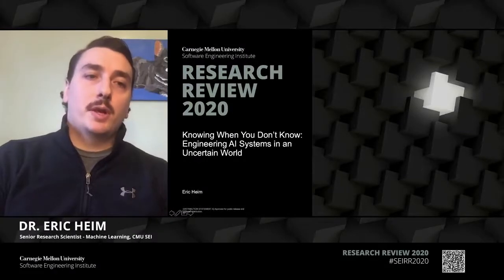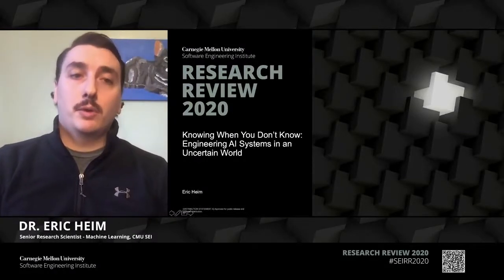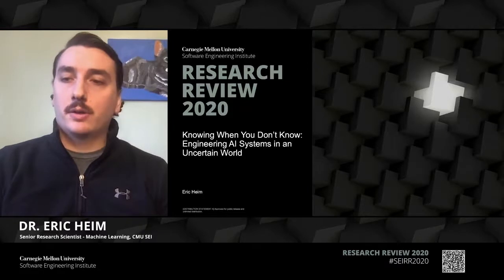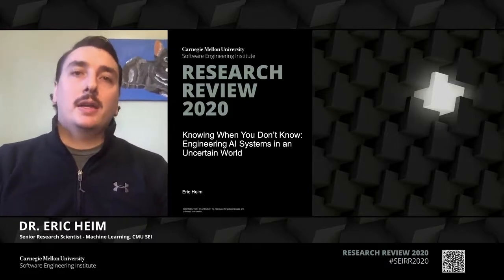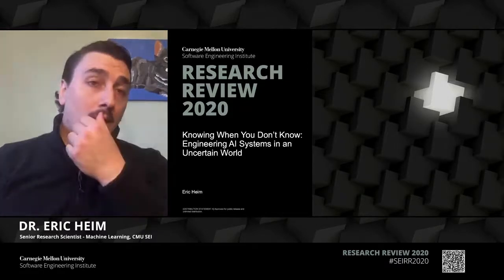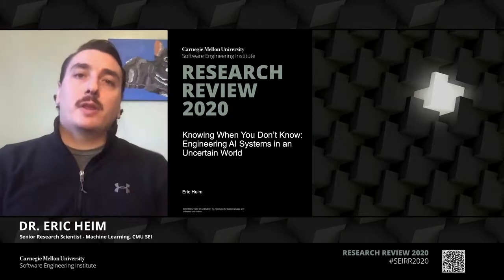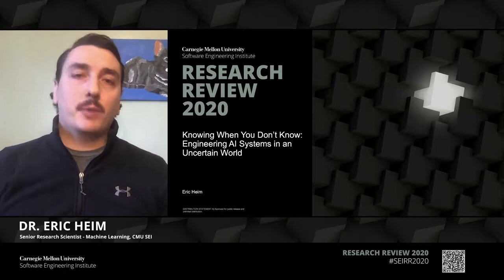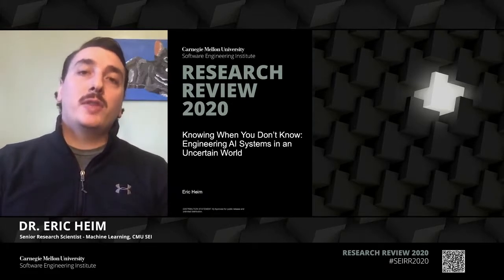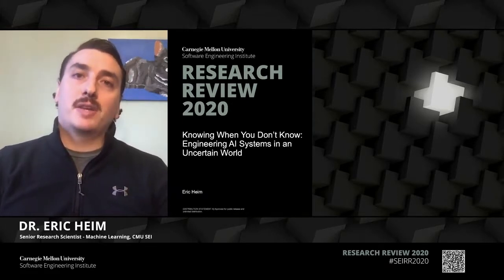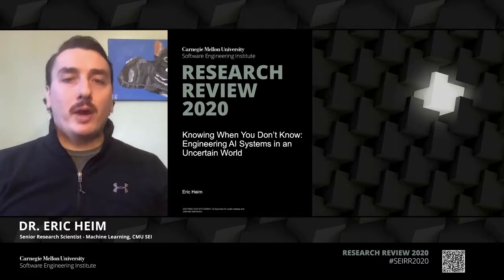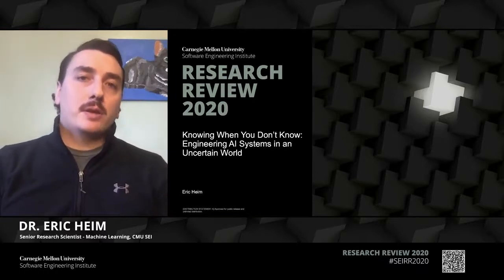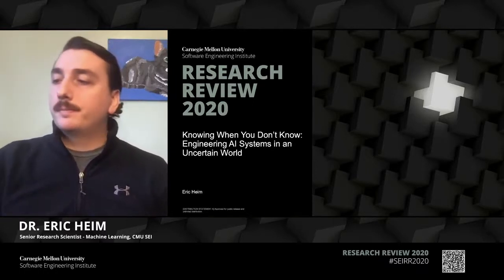I'm the principal investigator on this project called Knowing When You Don't Know, Engineering AI Systems in an Uncertain World. And the big idea here is that in order for the DoD to use AI, specifically machine learning, there has to be this idea of calibrated estimates of uncertainty with the predictions that machine learning models give us. Not only do we have to be able to quantify this uncertainty, but be able to reason about it and potentially rectify it in our models.